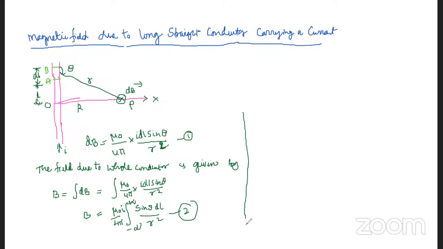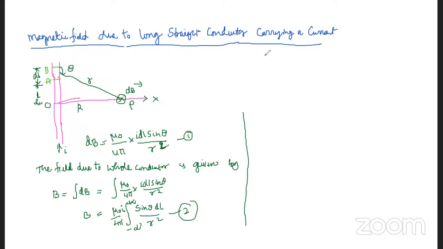So now the magnetic field B due to the entire or whole conductor is given by the integration of dB, which is equal to mu naught I by 4 pi, integration between the limits minus infinity to plus infinity, sine theta dl by r square. So now from this figure, we can take the value of r here because it is a right angle triangle.